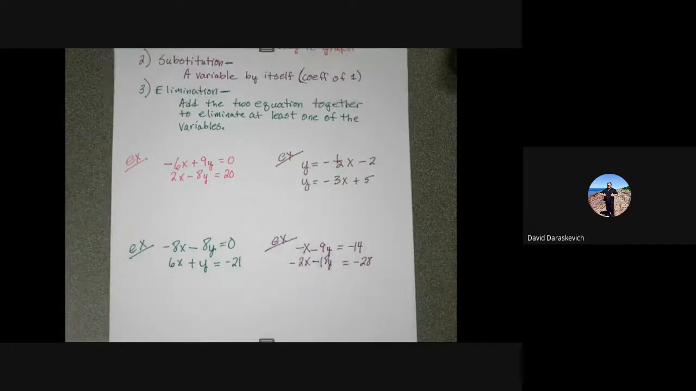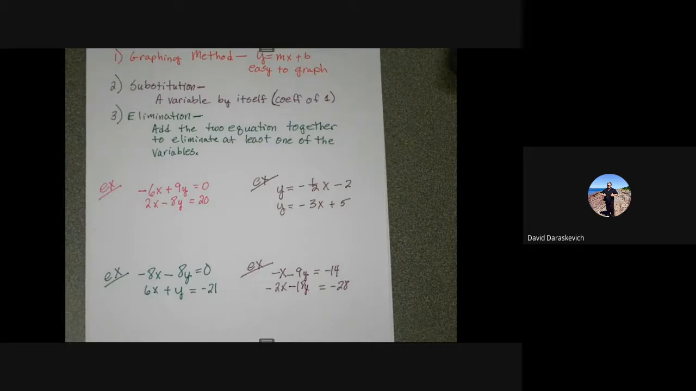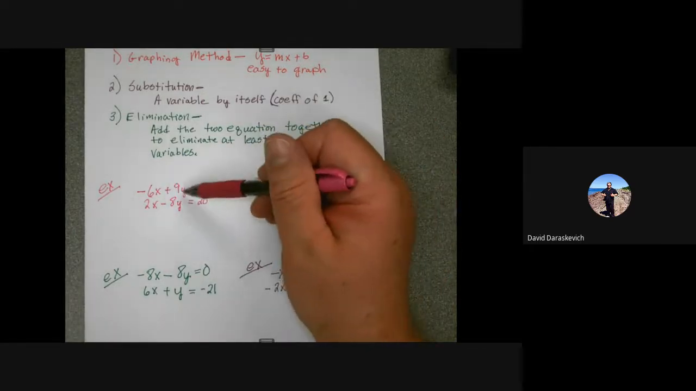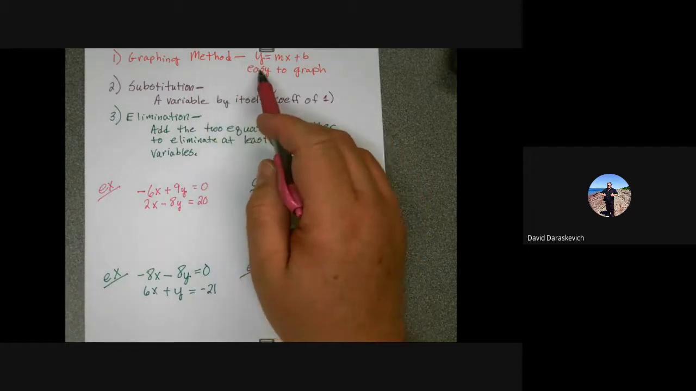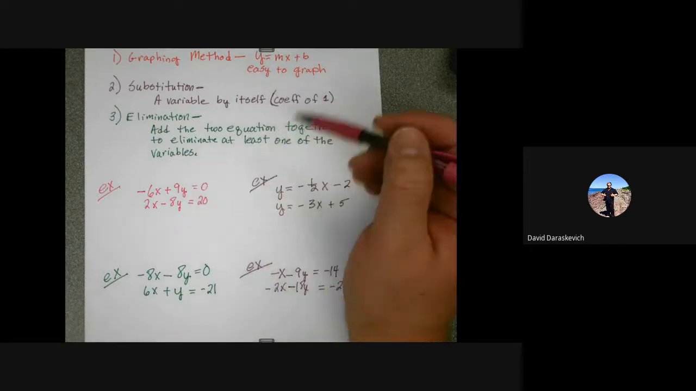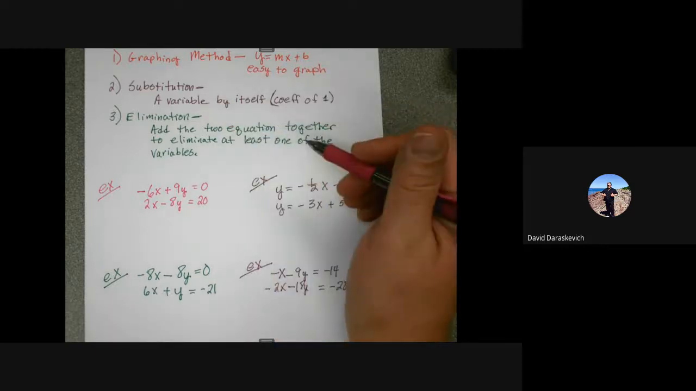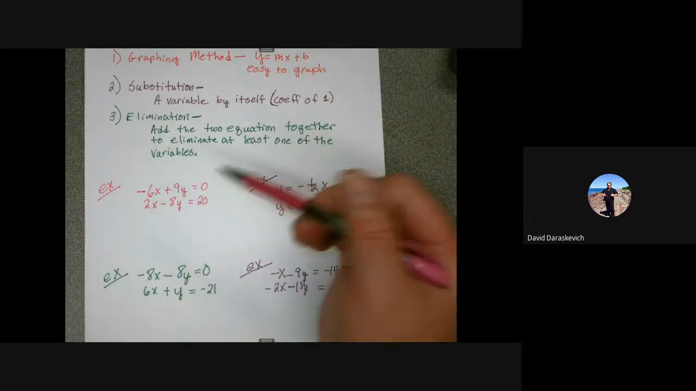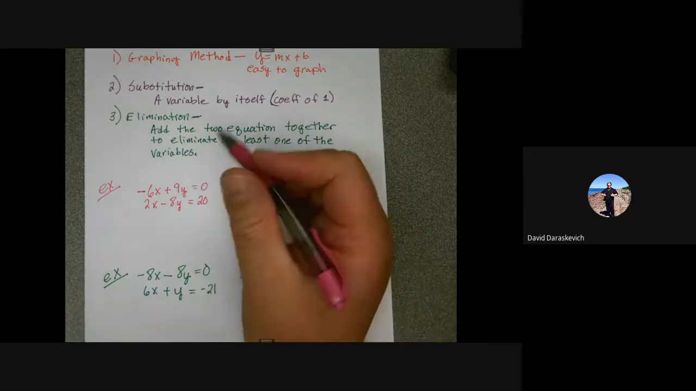Okay, so let's look at these four problems and decide which method would be the best for each one of these. All right, the first one. Now, first of all, it's not in y equals mx plus b form. So graphing would be pretty much out of the question because this would be pretty hard to change these. Substitution, a variable by itself or a coefficient of 1. So I have coefficients here of 2, negative 6, 9, and negative 8. That's not going to work. So the best choice here is going to be elimination.